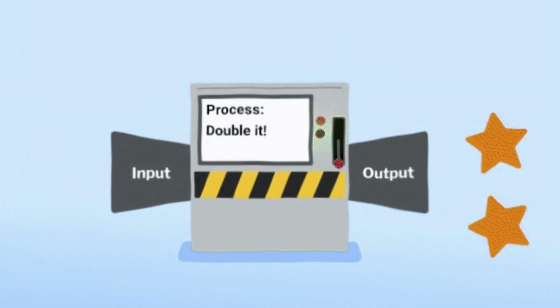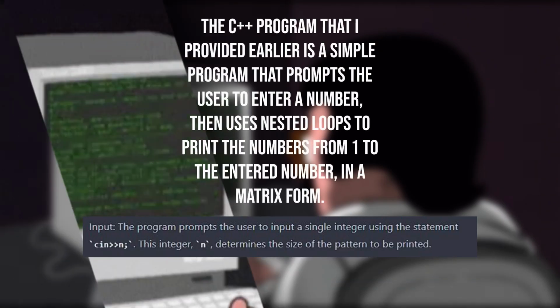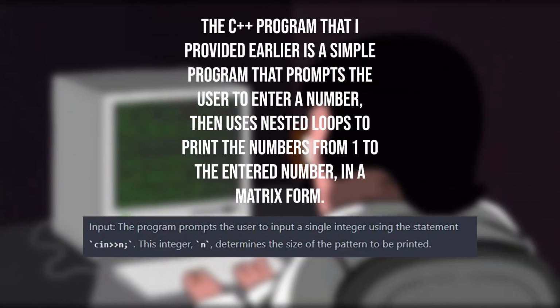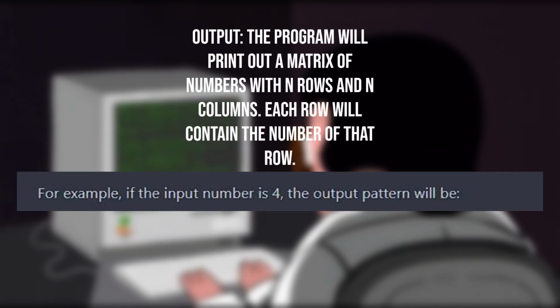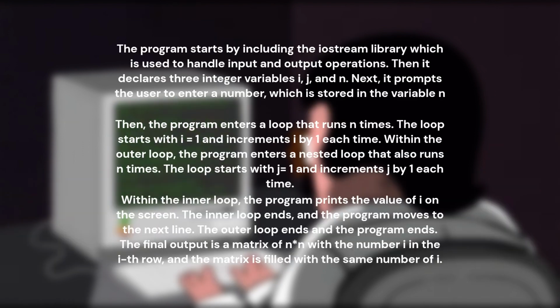So in this C++ program, we're going to explain the function with a specific input and output. The C++ program is a simple program that prompts the user to enter a number, then uses nested loops to print the numbers from 1 to the entered number in a matrix form. In the input, the user is prompted to enter a number. In the output, the program will print out a matrix of numbers with n rows and n columns. Each row will contain the number of that row.